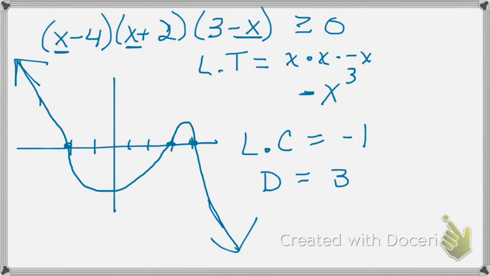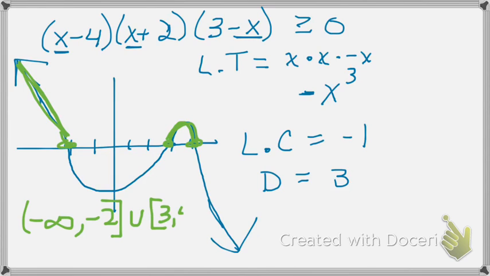Negative infinity to negative 2, unite that with 3 to 4. Okay, and I want to include them, because I have the equal to symbol, right? So negative infinity to -2 with a bracket, because I want to include the -2, unioned with 3 to 4, bracket. Both of those. Does that make sense? Now, if I said, where is it below the axis, then you would have done the blue regions, okay?